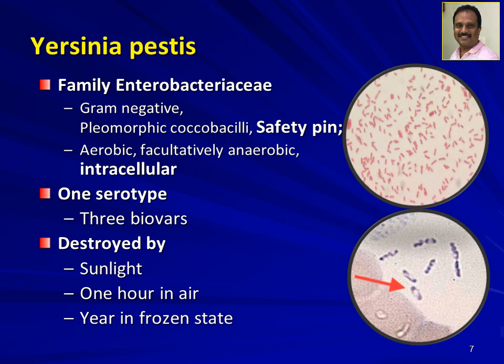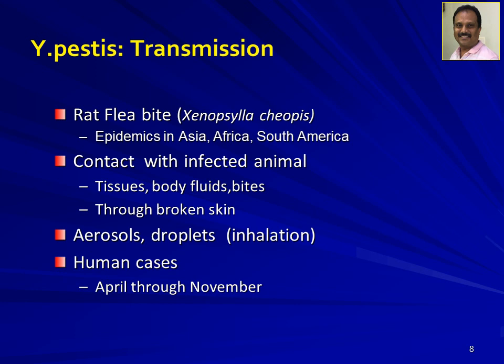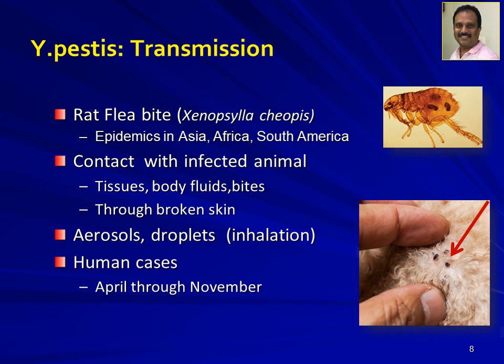Regarding transmission, these organisms will be transmitted by the bite of the rat flea. The scientific name for this is Xenopsylla cheopis, which you can see in the upper photograph. You can see the magnified view of this particular vector, and below that, with the arrow, the flea on the infected animal. The size of this rat flea is shown by the arrow mark. People get infected because of contact with the infected animal, its tissues and body fluids, and the bite of the rat flea is also responsible for this.